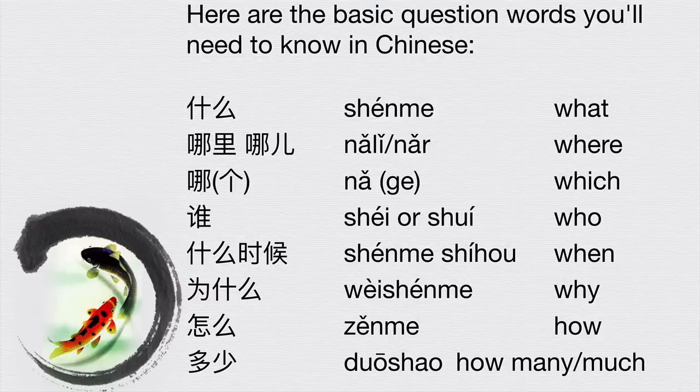And lastly, we've got 多少, which means how many or how much. Sometimes you might also hear 几 or 几个, which means how many if you're talking about a very small number. That's not on the list, but it's used for very small numbers. But often you will hear 多少, which means how many or how much. So these are the basic question words that you'll need to know to ask questions in Chinese.